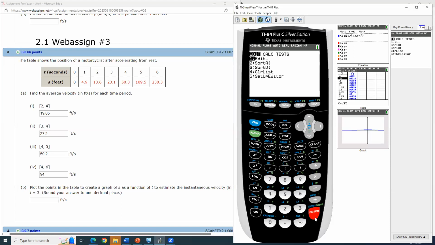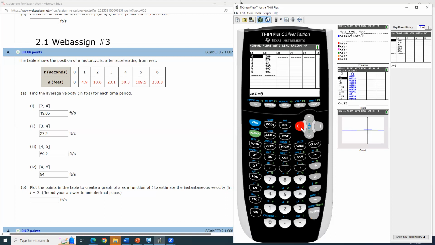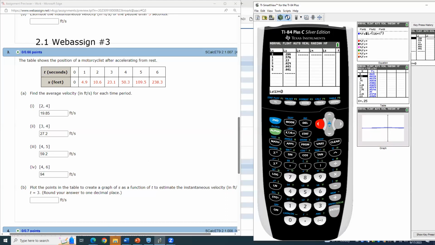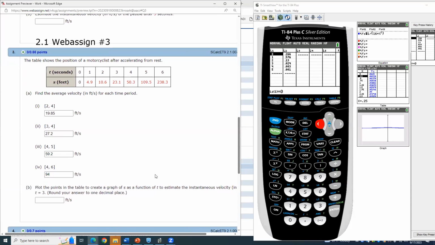So what I'm going to do is go to stat, edit. We don't typically have that much to do with this, but why not? It says to plot the points in the table to create a graph of s as a function of t to estimate the instantaneous velocity at t equals 3. So they want us to actually plot the points in the original table to create a graph, and then use that to estimate the instantaneous velocity at time t equals 3. There's a lot going on there that can make this a little tricky. So let's see what we can do here.